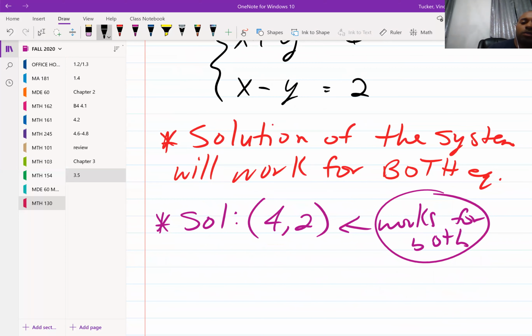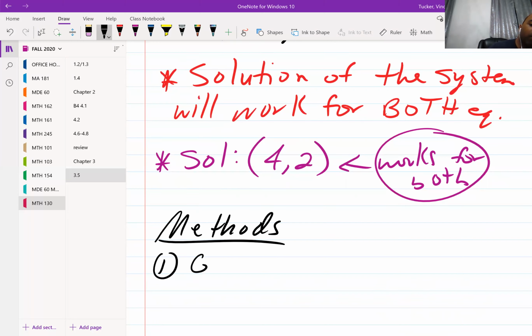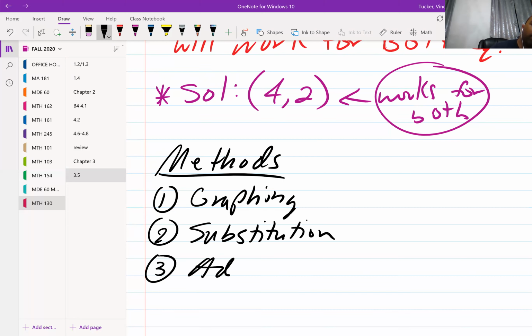All right, sorry about that. So there are three methods that we will use to solve. One is we can solve by graphing. Second method, solve by substitution. Third method, solve by addition.